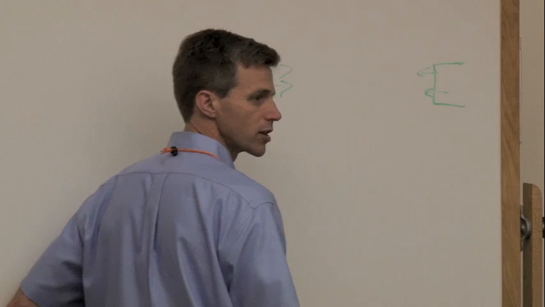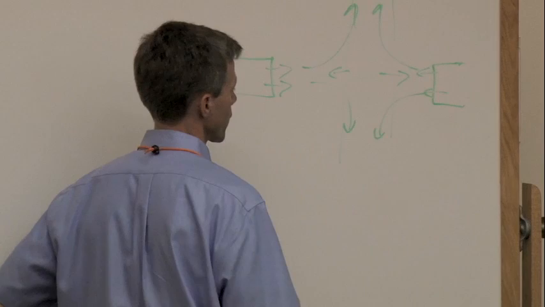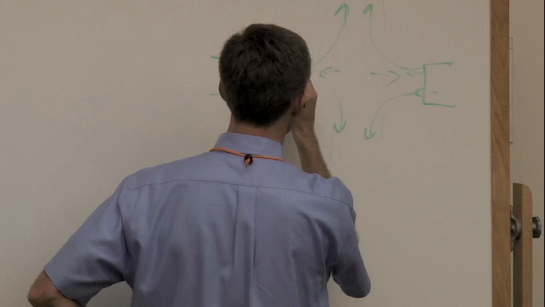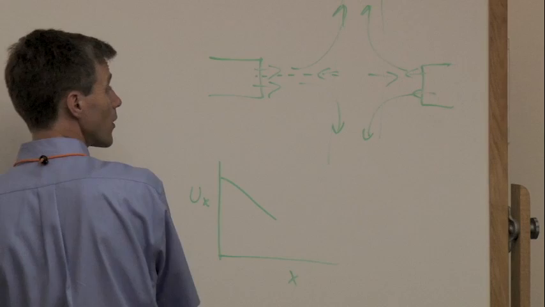You get flows that look like this, and then the flame will sit like that. Actually, you get two flames if it's symmetric. And so if you plot the velocity, let's say if you take the center line, u_x as a function of x, you'll have some nozzle outlet velocity. And you might recognize this is a Hiemenz stagnation flow.